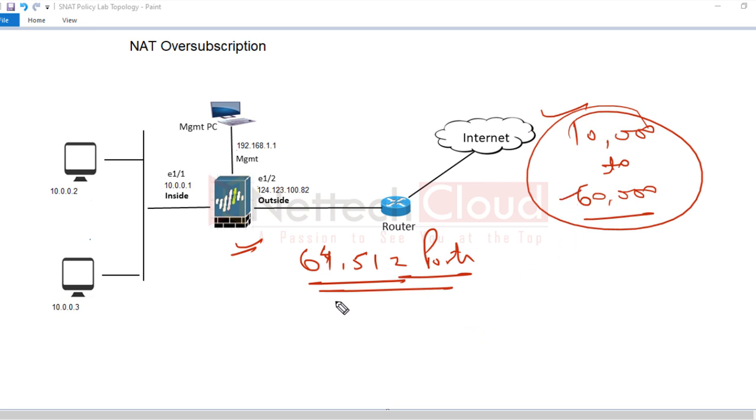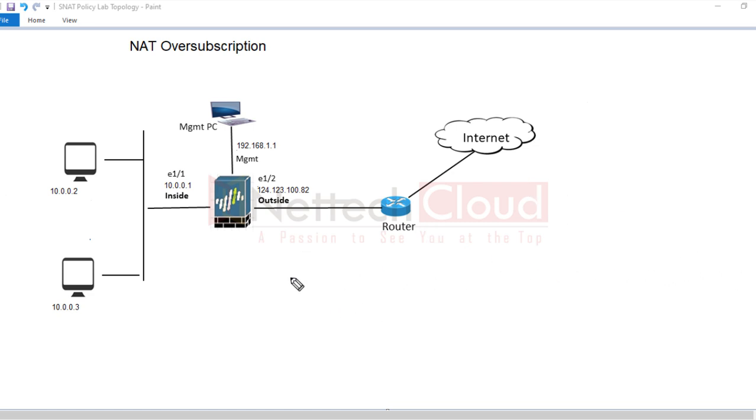In Palo Alto firewall, it's 64,512. So a lot of ports are excluded, right? Well-known ports, reserved ports, and some other ports. So what if the number of concurrent sessions exceeds 64,512? What would happen then? Of course, no translation, no translation at all.